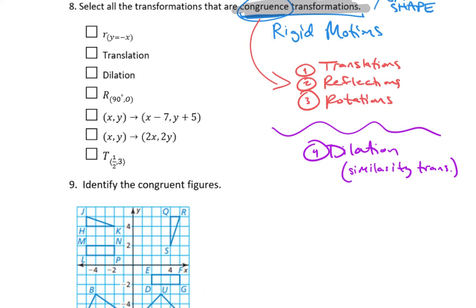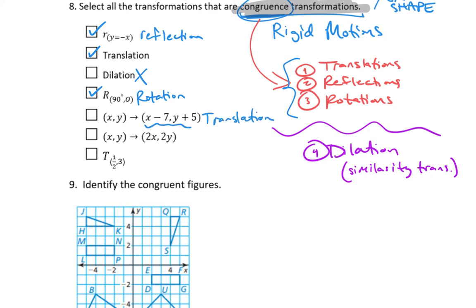Well, this little r stands for a reflection. So little r for reflection. So yeah, that's totally going to be a rigid motion or a congruence transformation. Translation, yup. Dilation, nope, that's a similarity transformation. A big R stands for a rotation. So yeah, that works because it's the same size and shape. Plus, it's just one of those three. This is a translation.